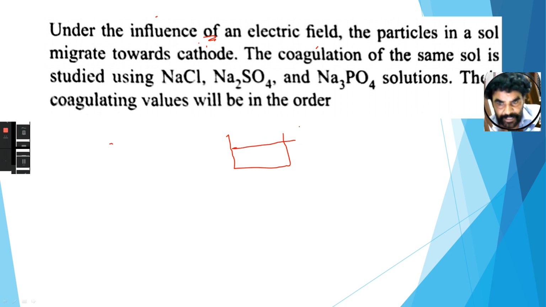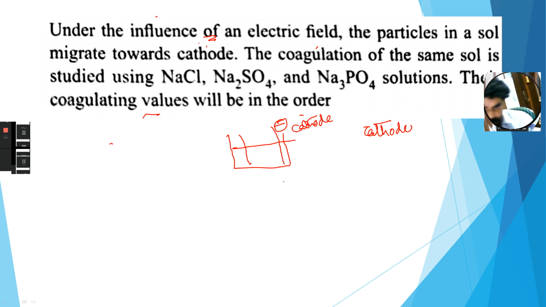During the electrolysis, it is moving towards the cathode. They are moving towards the cathode. What is the meaning of the cathode? Cathode is the electrode with negative charge. If the colloidal particles present in the solution are migrating towards the cathode, it means they must be positively charged.